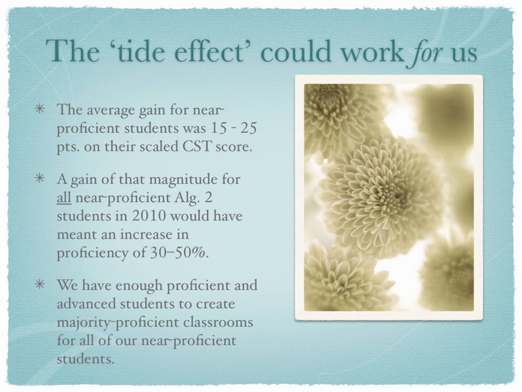We did have in 2010 enough proficient and advanced students to create majority proficient classrooms for all of our near proficient students. In 2010, I think the numbers were something like 320 advanced and proficient and 124 near proficient. So you can tell that if you group those students correctly, you could end up with some number of classrooms and with an average expectation of performance that would be well above proficient. So we could do this.